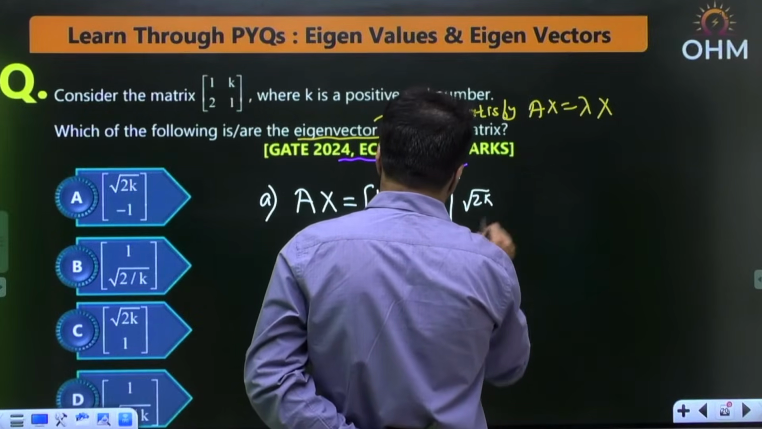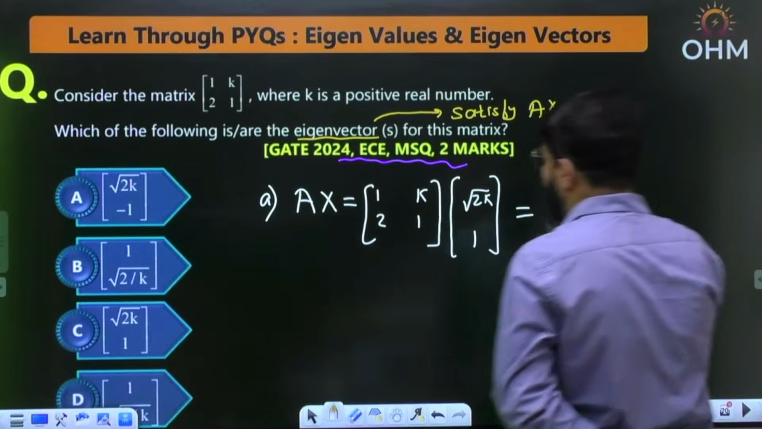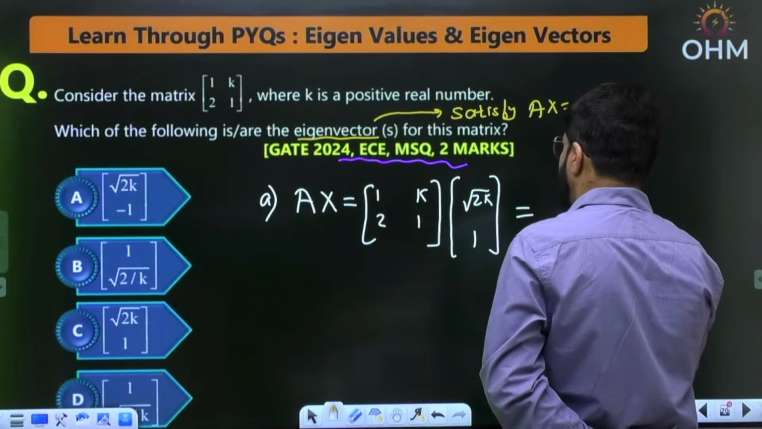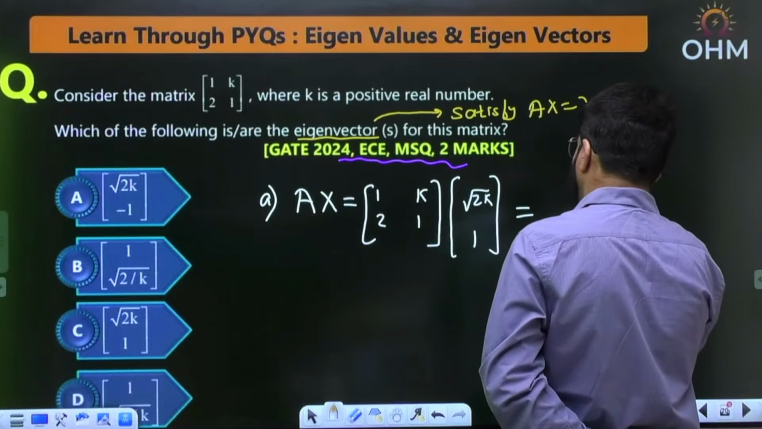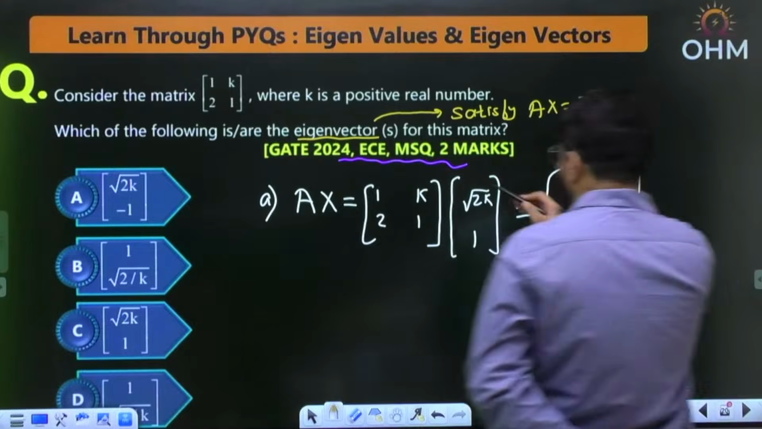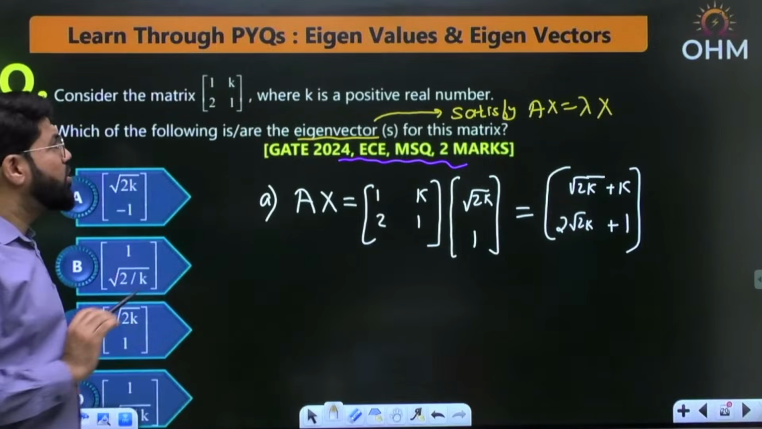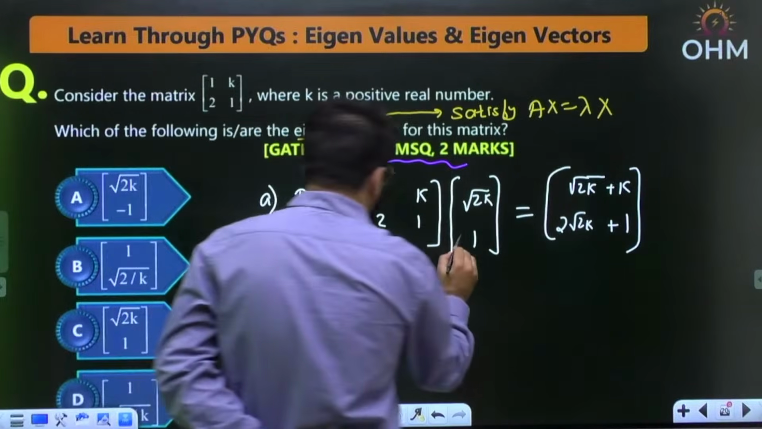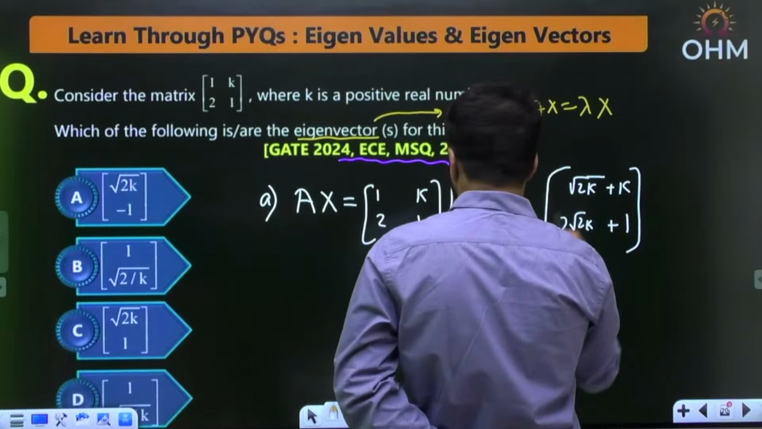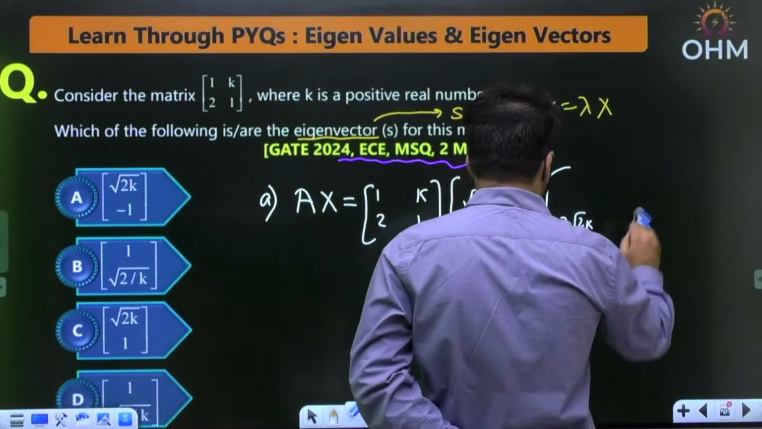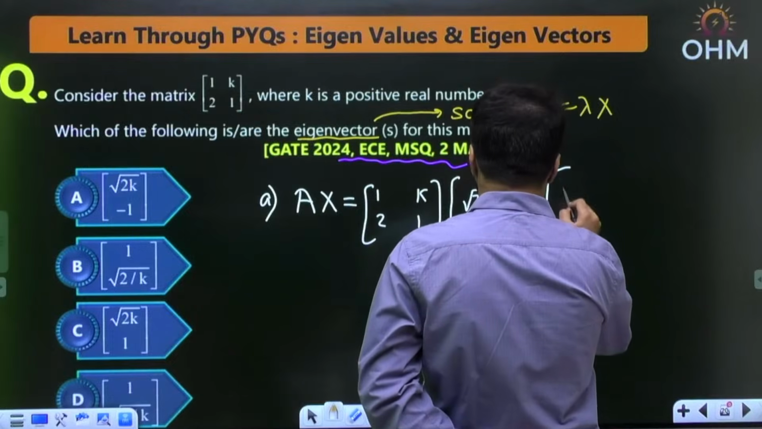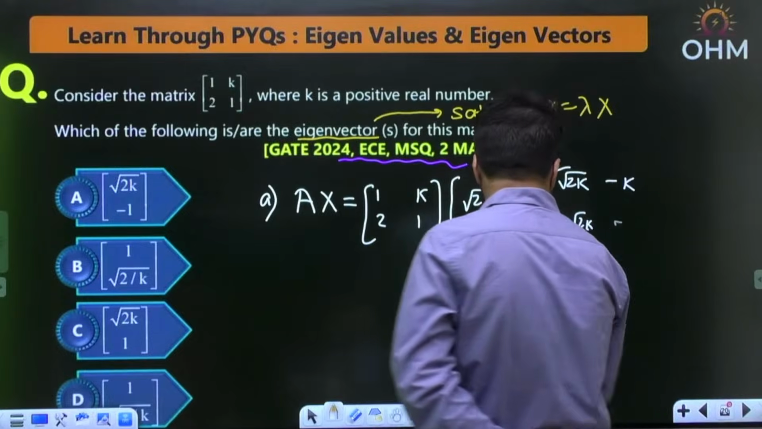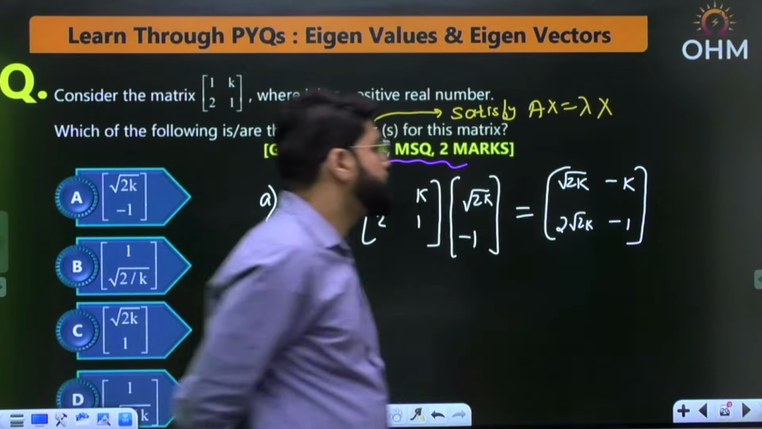It is root over 2k, 1. Now if I multiply the first row, root 2k plus k, and second, 2 root 2k plus 1. Now, is it any multiple of this given vector? That is what you have to check by first multiplying Ax. Sorry, option A is with minus 1, so I have to change the values here as well. The first entry is root 2k minus k, then 2 root 2k minus 1.